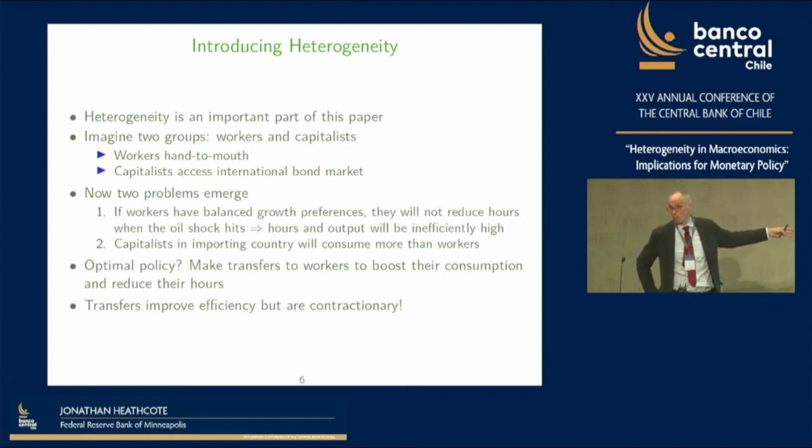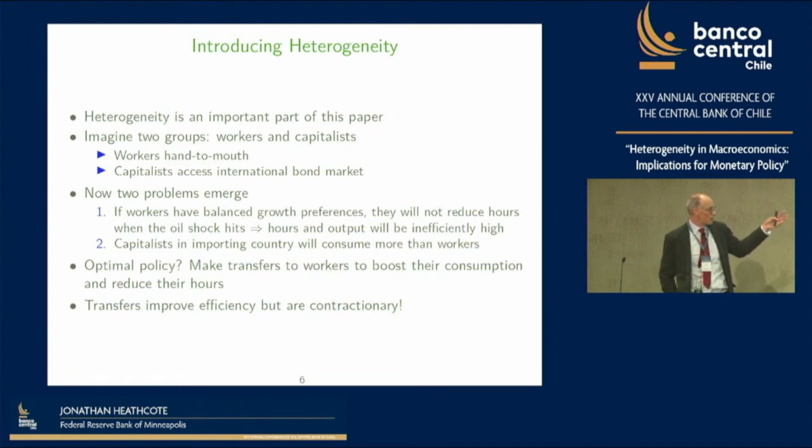Because this is a temporary oil shock, they want to borrow to finance consumption, so they're going to end up consuming more than the workers. So you have output too high, and you get this consumption inequality problem: the people who can borrow are able to maintain consumption, and the people who can't are going to consume too little. So the optimal policy is to transfer.